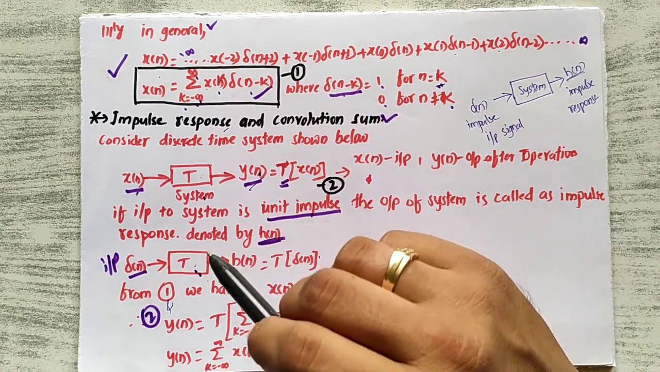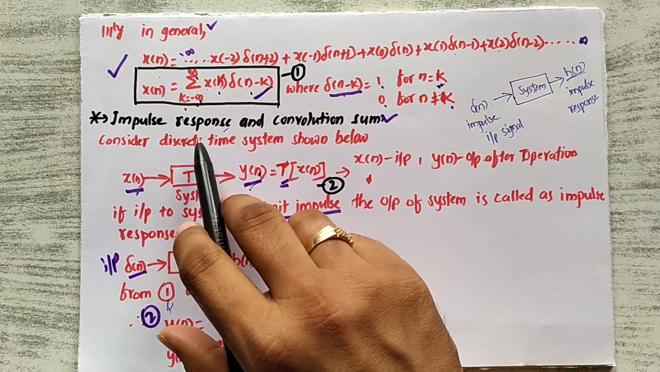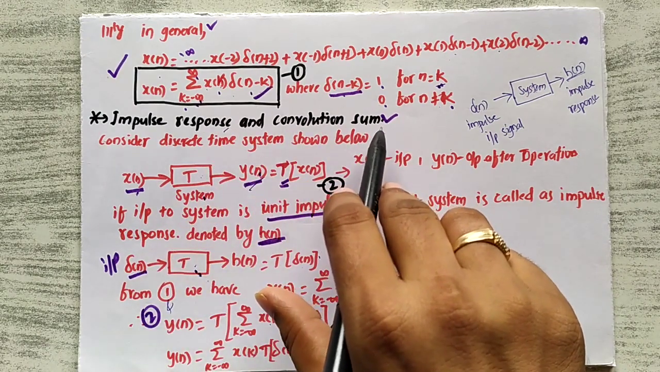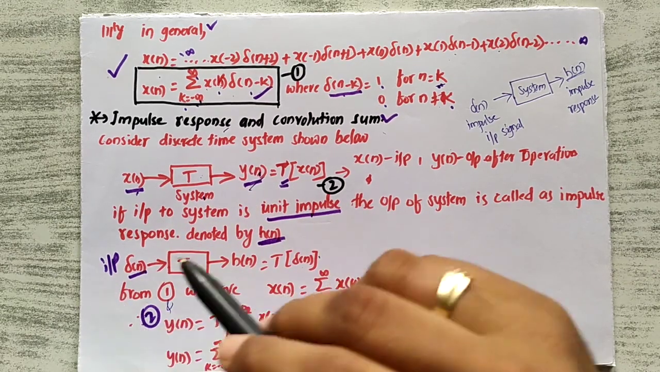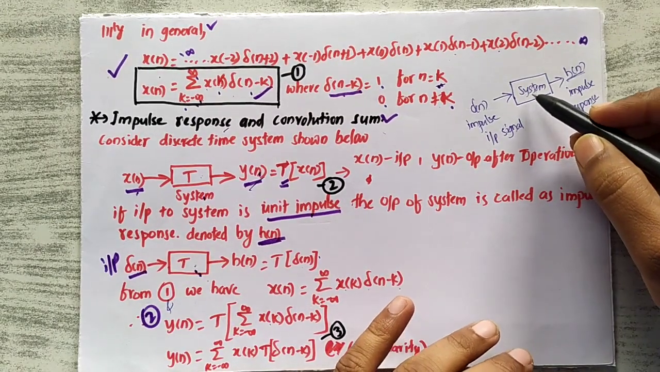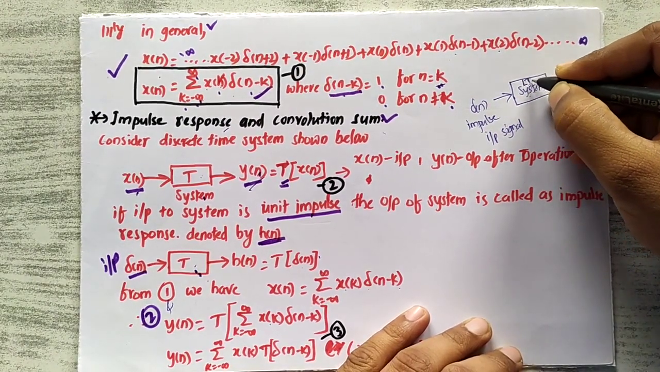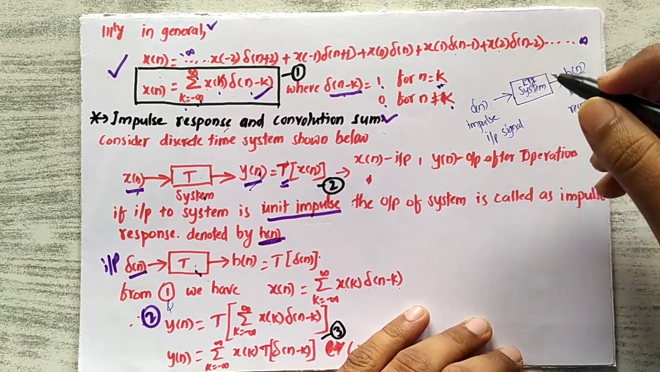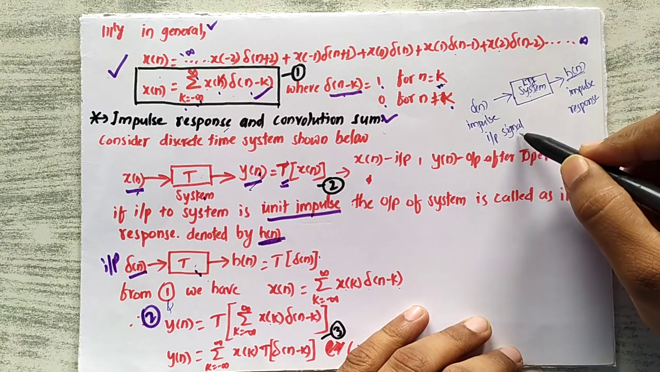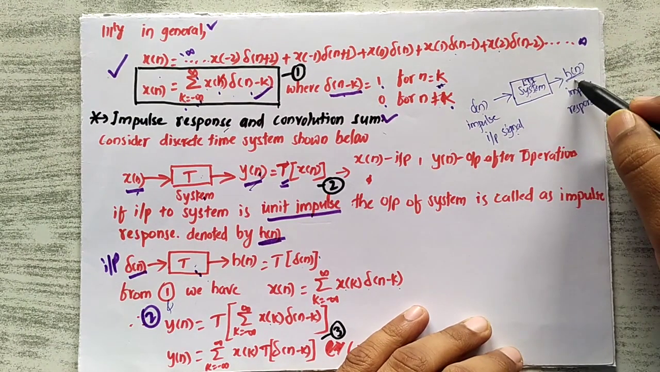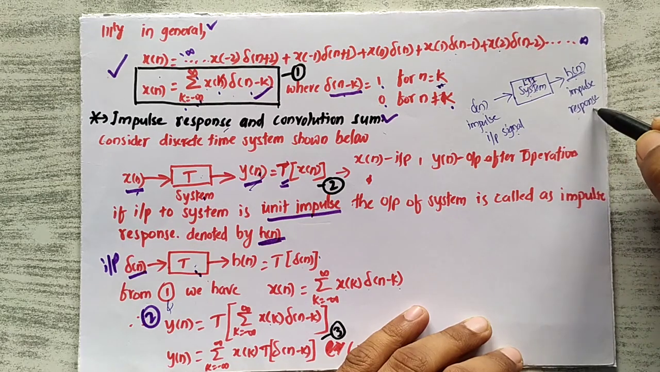Now the second point of discussion here is the impulse response and the convolution sum. So what is this impulse response? Impulse response is nothing but, consider a system here, and this is an LTI system. Suppose for this LTI system, if delta n is the impulse input signal, and the output is represented as h of n, that is the impulse response.